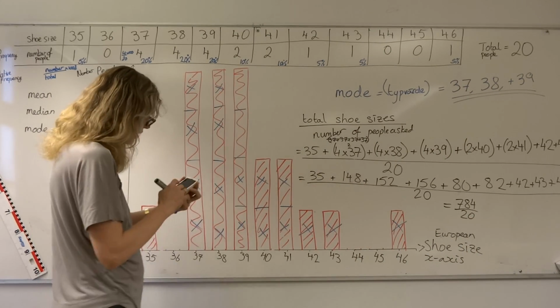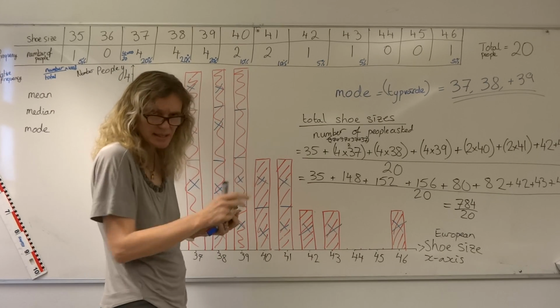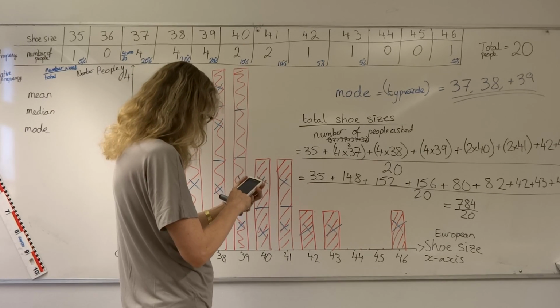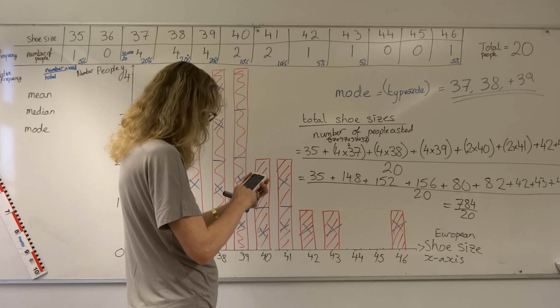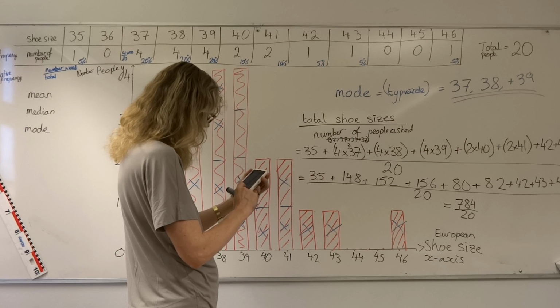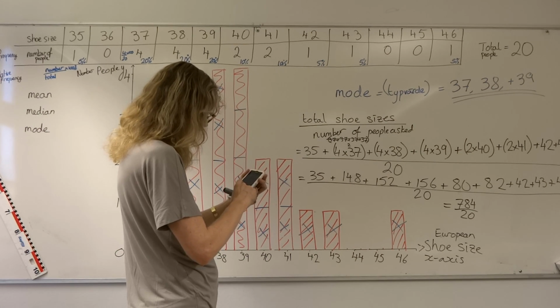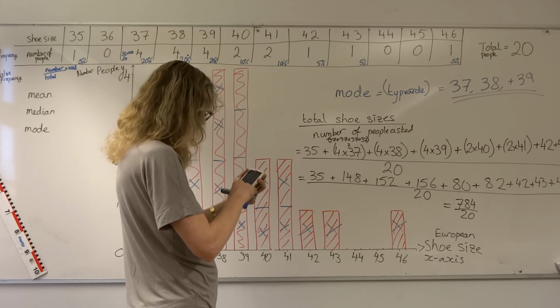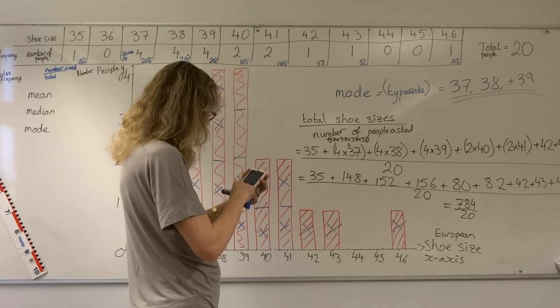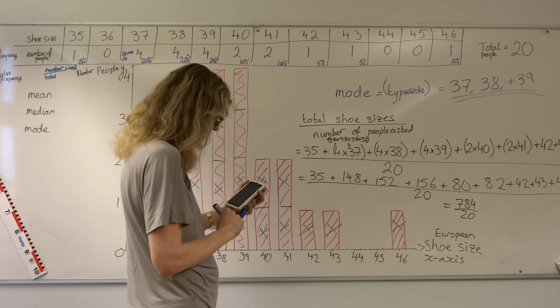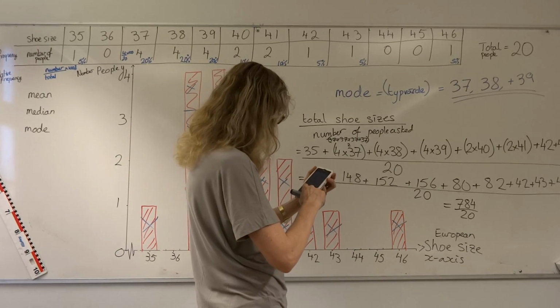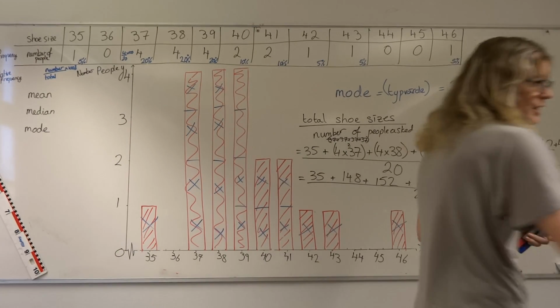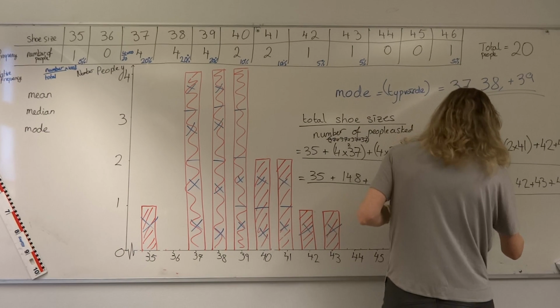No, because that's only the first time I put the numbers in, and it's very easy here to make a silly mistake. So let's check one more time. 35 plus 148 plus 152 plus 156 plus 80 plus 82 plus 42 plus 43 plus 46 equals 784. I've got the same number twice, so now I'm going to start to believe it. Divided by 20 is 39.2.